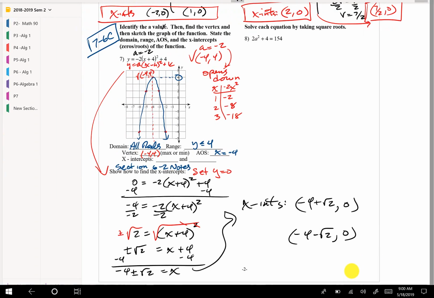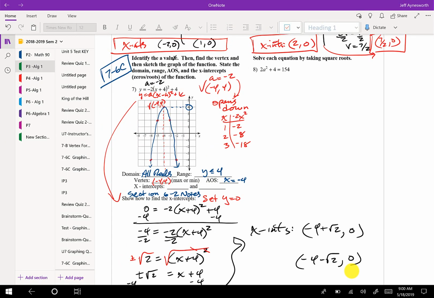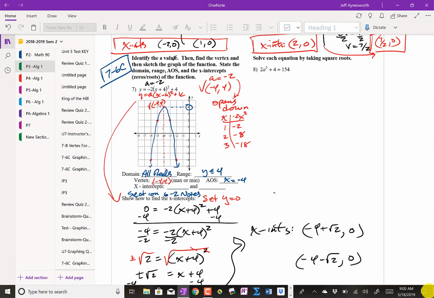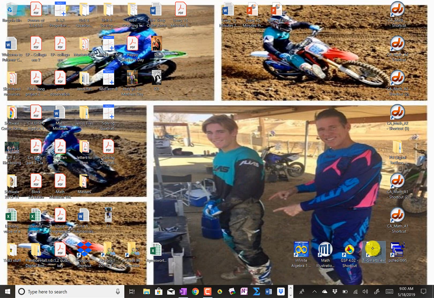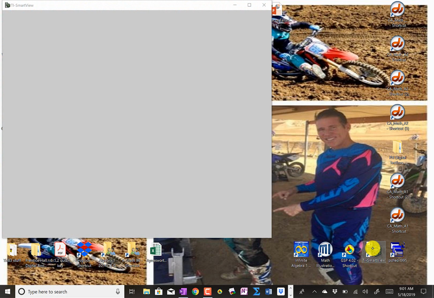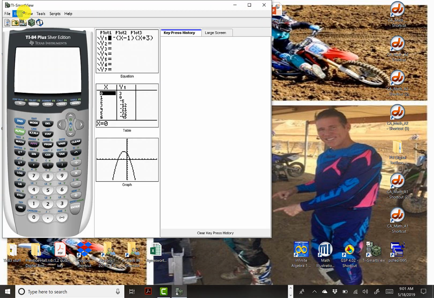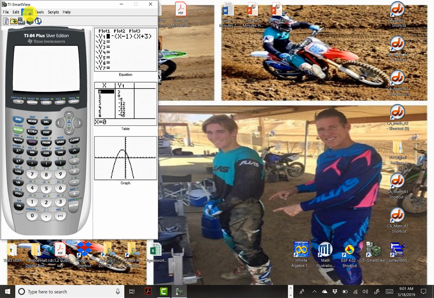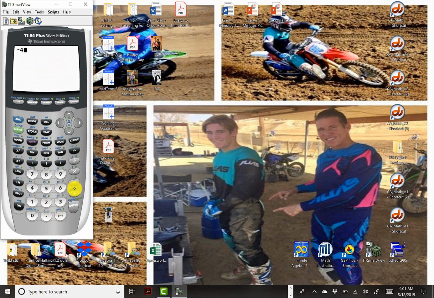Let's see if they're correct. So I'm going to go to the calculator and do some calculations. I got to compute -4 plus rad 2, and then -4 minus rad 2. That's why I gave you guys a calculator, so you can also check your work. So -4 plus the square root of 2 is -2.58, or it says -2.6. And then -4 minus the square root of 2, I got -2.6 and -5.4.